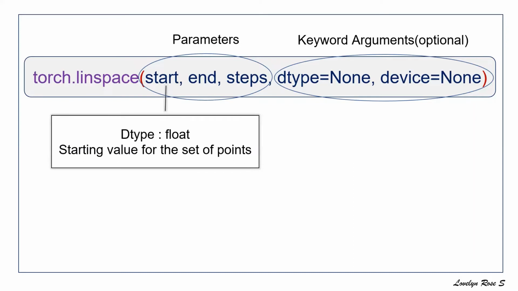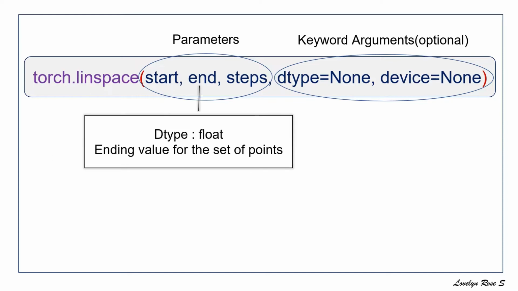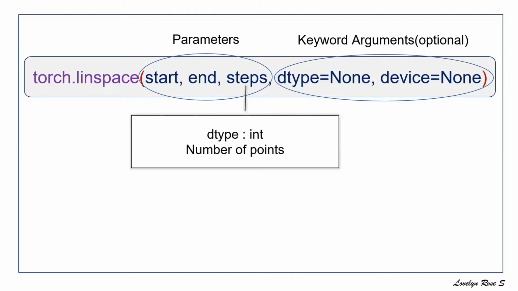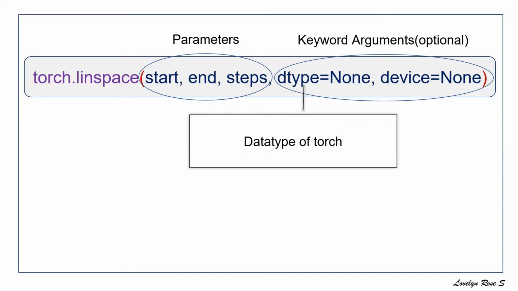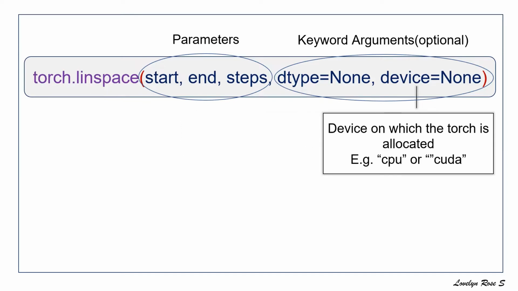Start is a floating point type. This is the starting value for the set of points that I'm trying to create. End is also a floating point type, which is the ending value. Steps determines the number of points that I want in my data. Dtype is the data type of the tensor I'm expecting. The tensor I'm going to use can either be working on a CPU or on a GPU, and as the case may be, I will give it as either CPU or CUDA. If I do not have a GPU system, I will use a CPU system and just put this device as CPU.